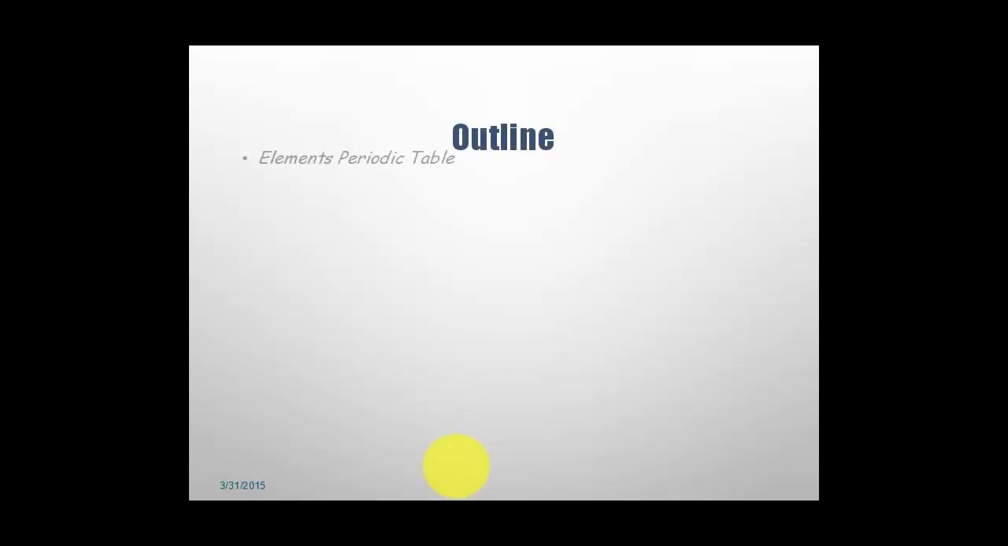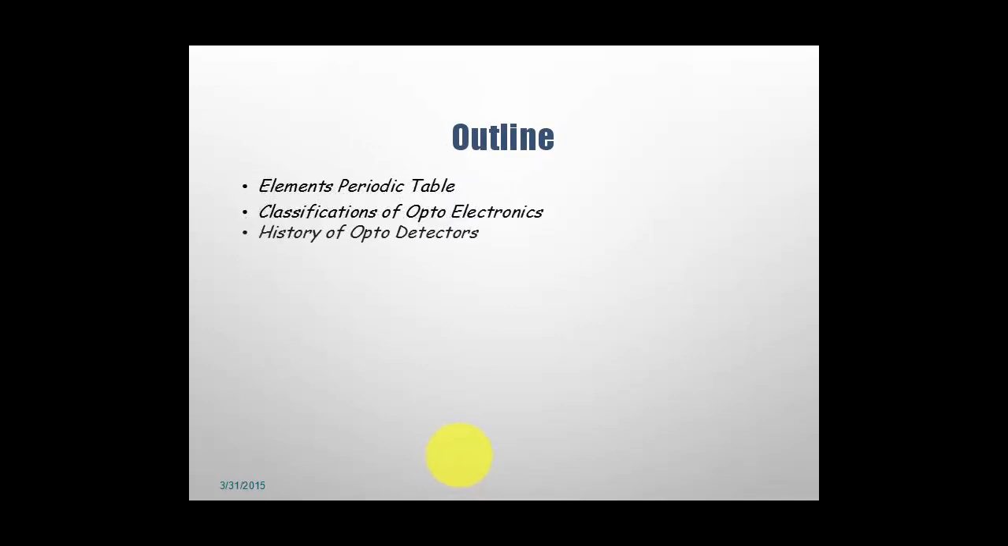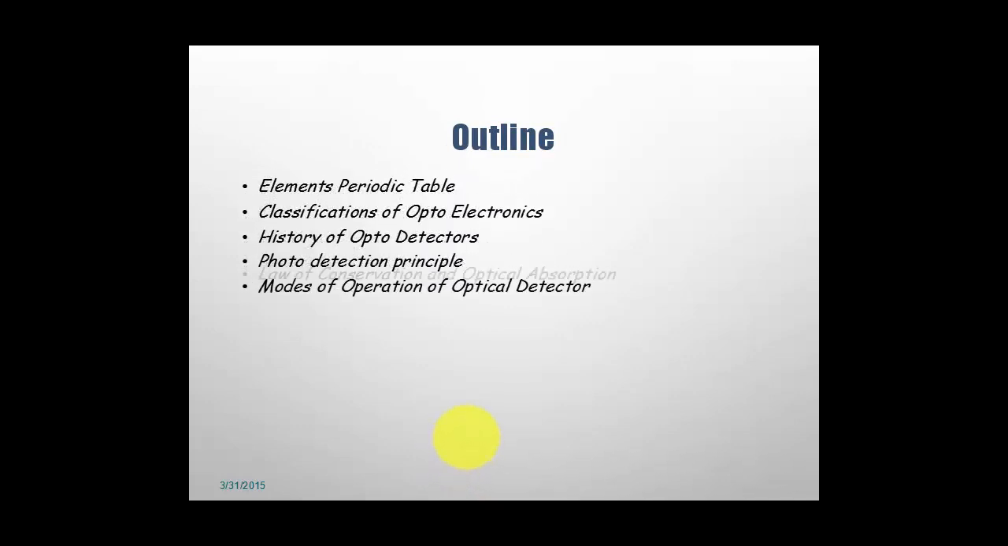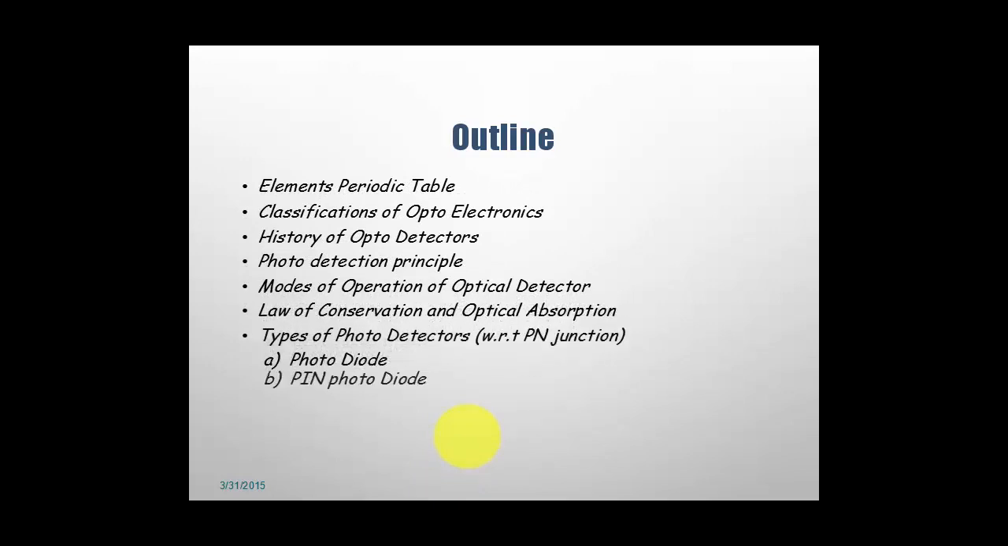Outline. This is the outline we are going to cover in this lecture: the periodic table, classification of optoelectronics, history of photodetectors, photodetection principle, modes of operation of optical detectors, law of conservation and optical absorption, and types of photodetectors with respect to the p-n junction. We are going to discuss briefly the photodiode, PIN photodiode, and avalanche photodiode.